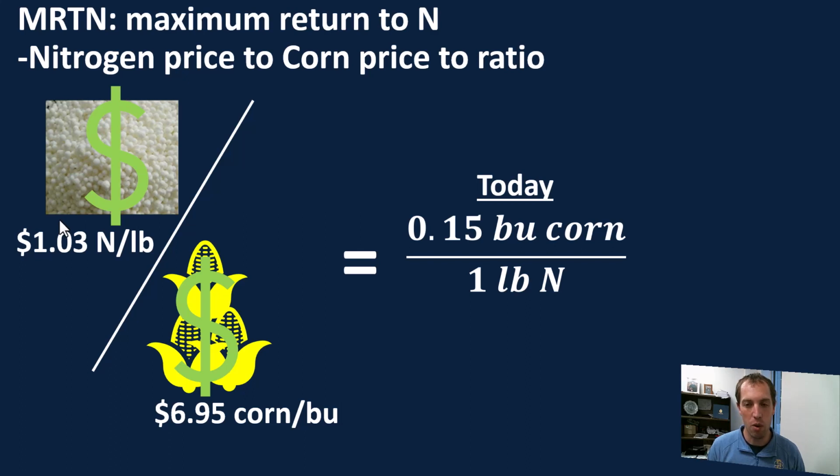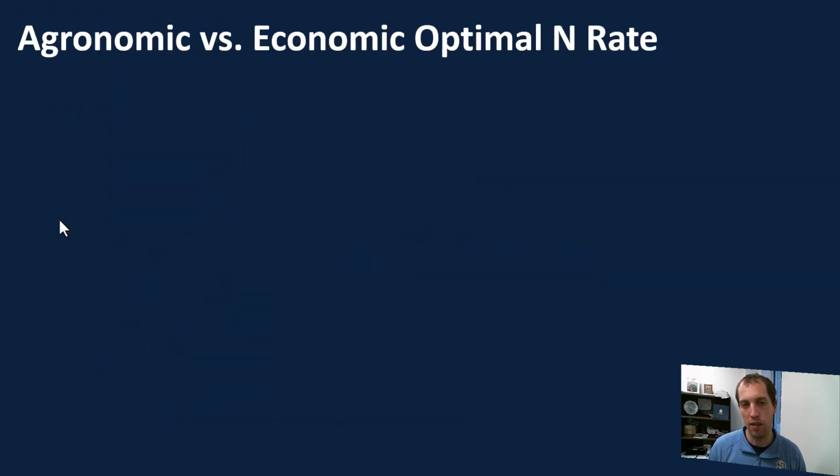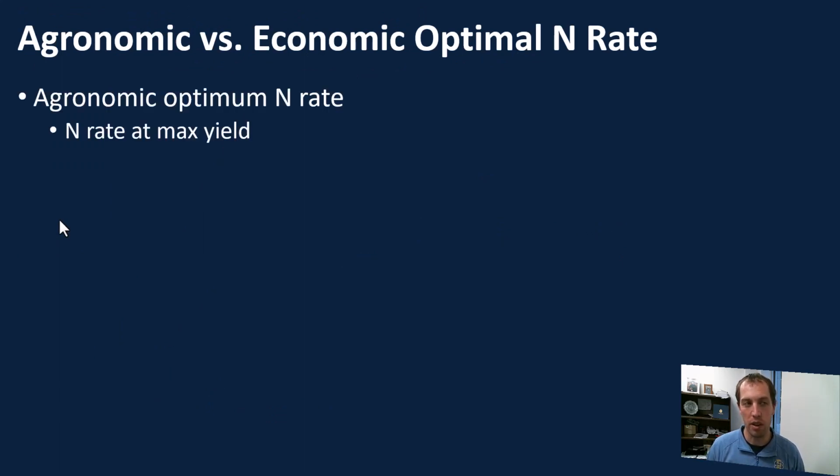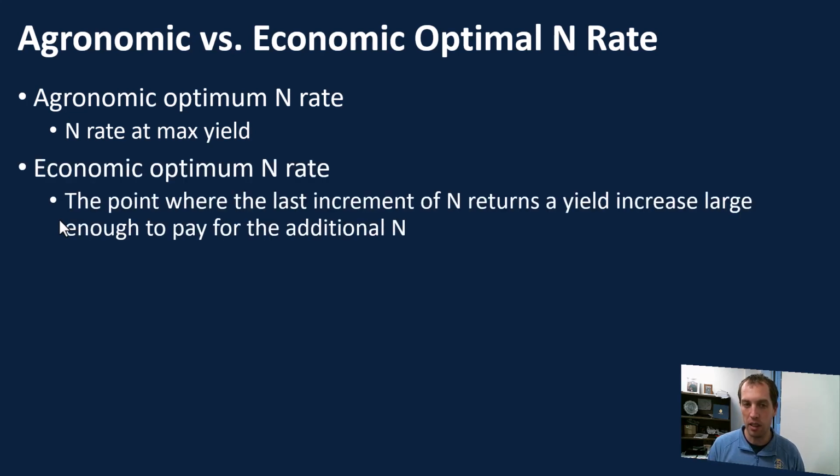So we need to get more corn back per pound of N we're putting on now than we used to. To clarify this a little more, we're going to talk about two different definitions here: agronomic and economic optimal N rate. Our agronomic is what we think is the nitrogen rate for max yield. Economic is a little different.